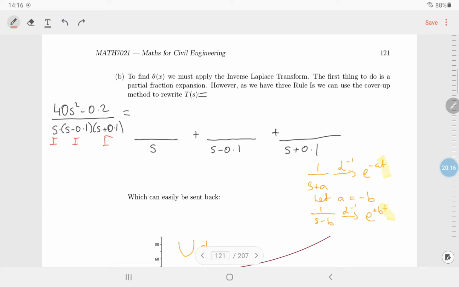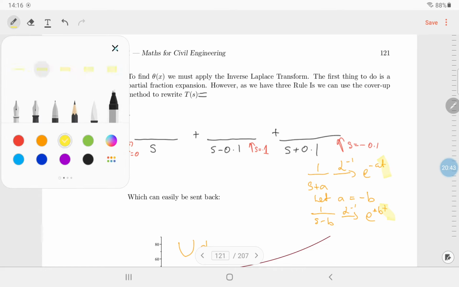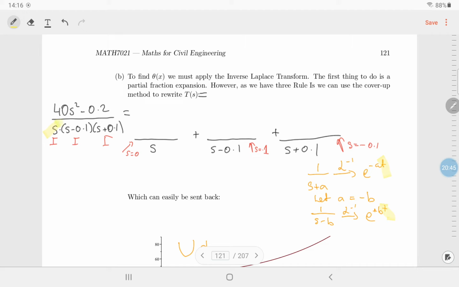Okay, so the cover-up method says, for the constant over s, when is s equal to 0? That's almost like a trick question: s equal to 0. When is s minus 0.1 equal to 0? For s equal to plus 0.1. And when is s plus 0.1 equal to 0? s equal to minus 0.1. And what you do is, for s, you cover up the s. So imagine that's not there. Actually, that would be better.